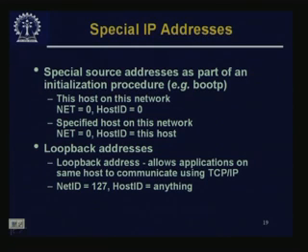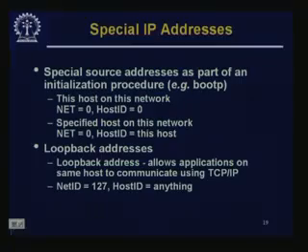So, special source addresses as part of an initialization procedure, for example, BOOTP. This host on this network: the net part is 0 and the host ID part is 0. When I say the net part is 0, depending on which class of address it is, suppose it is a class C address, the first 3 bytes are really the network part. So, it will be 0.0.0 and the host part is 0. If you say 0.0.0.0, it means yourself, that means whoever is saying 0.0.0.0 is meaning himself, alright.